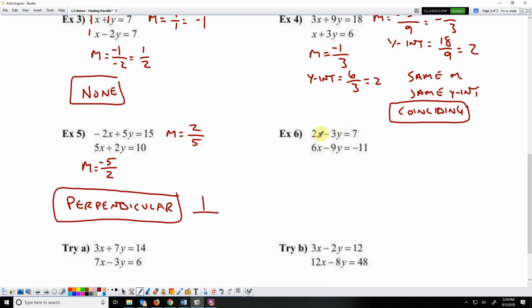So next we've got a slope with the opposite of a being negative 2, b is negative 3, so 2/3. And the second line, opposite of a is negative 6, b is negative 9. Negative over negative is positive, 6/9 is 2/3. So we've got the same slope, so we check the y-intercept.